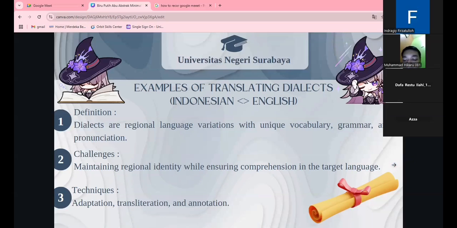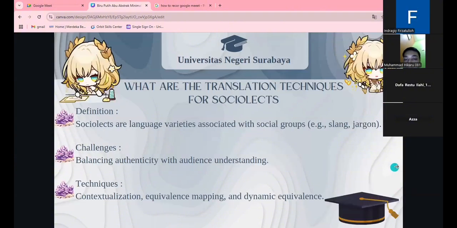Now moving to the next slide. Now I'm going to talk about examples of translating dialects from Indonesian to English. Johansson's corpus-based methods reveal that dialect translation thrives on parallel text analysis. Here are some practical examples of translating dialects between Indonesian and English.